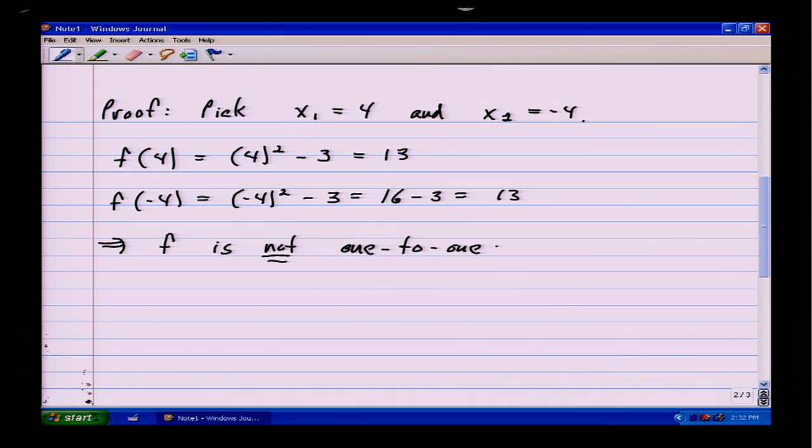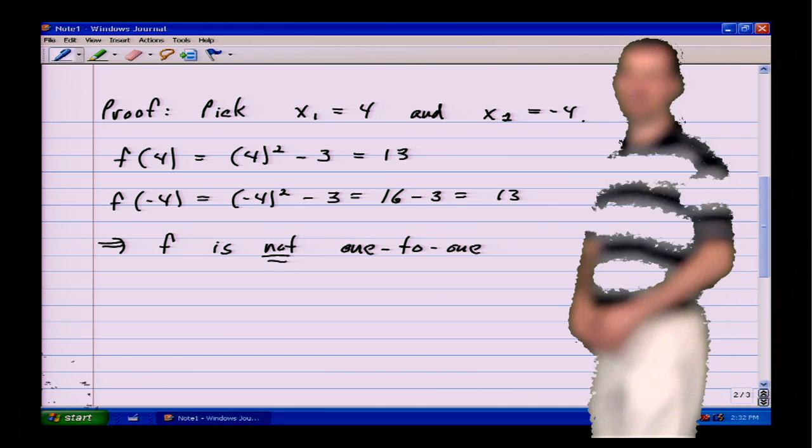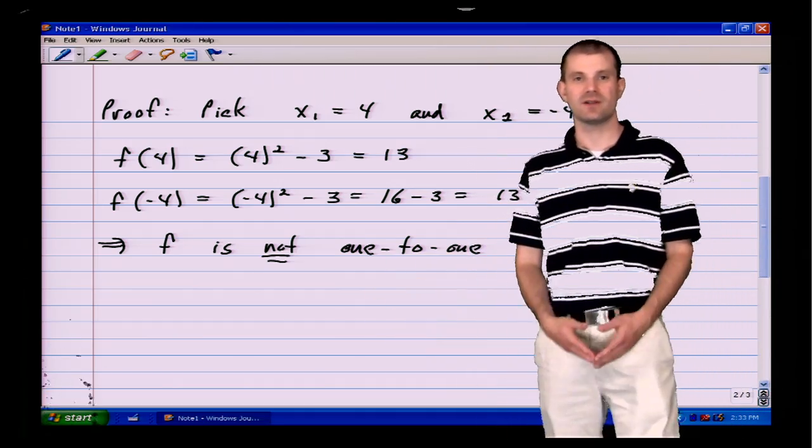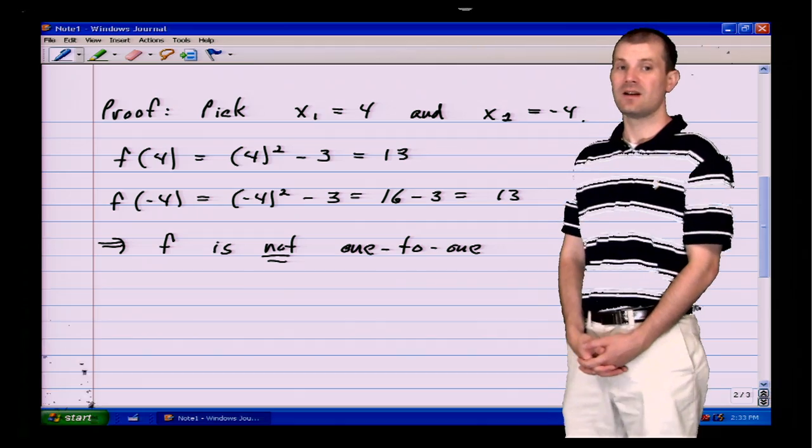So not a ton of work there to get to the conclusion, but that's all you need to show in order to prove that a function is not one-to-one.